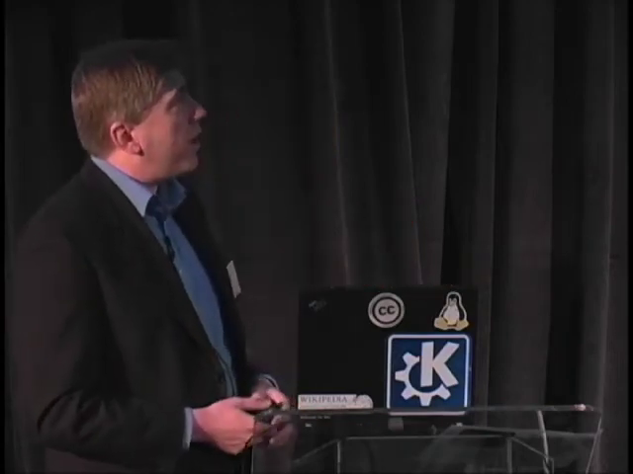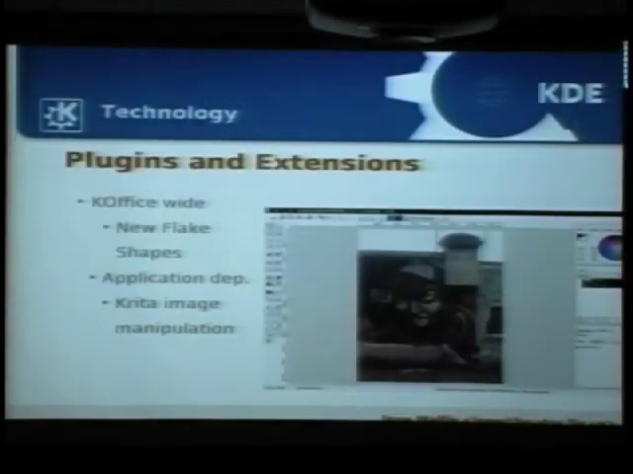Okay, as I said before, we have a very flexible architecture using plugins, extensions. These can be both KOffice wide. For instance, if you create a new flake shape, you will be able to use that in every KOffice application. They can also be application dependent. Every application, or at least some of the applications right now, provide plug-in possibilities for some types of operations. For Krita, for instance, you have some pretty advanced image manipulation plugins, which are not part of KOffice and Krita itself. One of the Krita developers, by the name of Cyril Berger, publishes a set of plugins which you can use. And we think that there will be more of these.